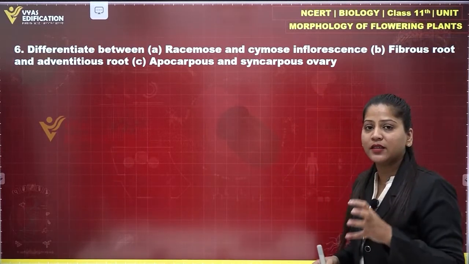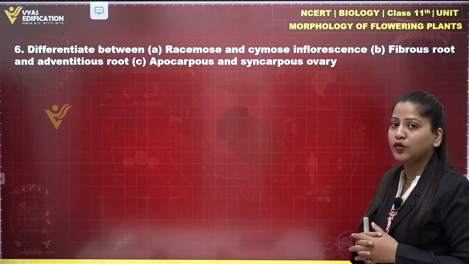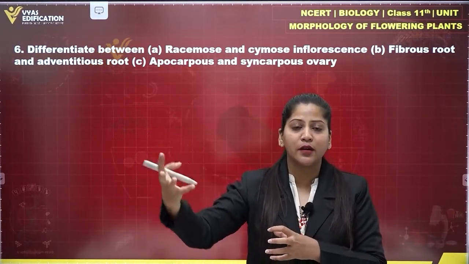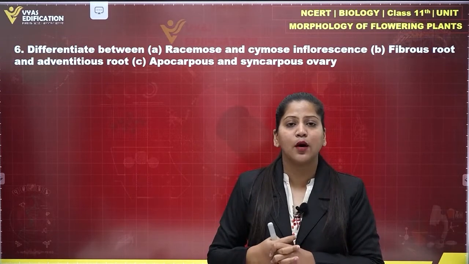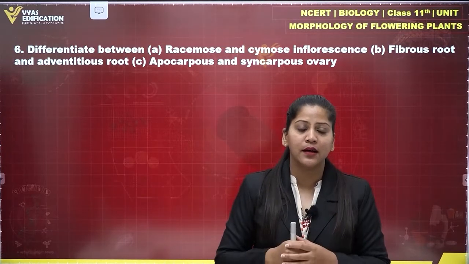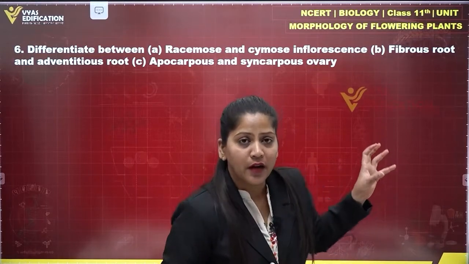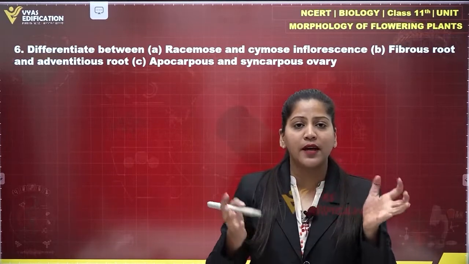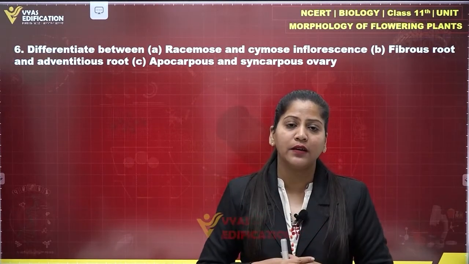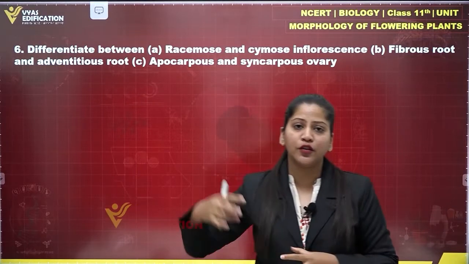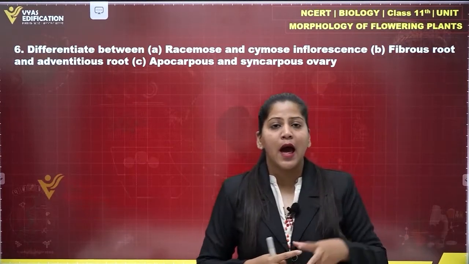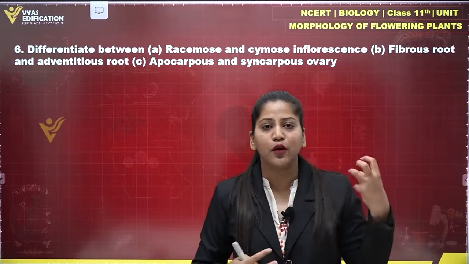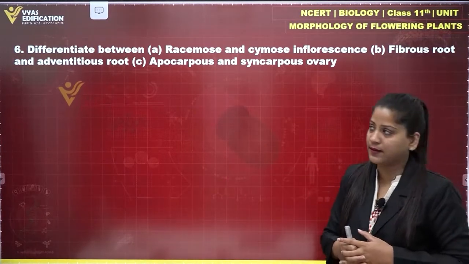So this is the basic difference between racemose and cymose inflorescence. In racemose inflorescence, the new flowers are situated at the tip, whereas the older flowers are present at the base. The cymose inflorescence has younger flowers at the base and old flowers at the tip. The main axis continues to grow in racemose, and the main axis has limited growth and terminates into a flower in cymose inflorescence.